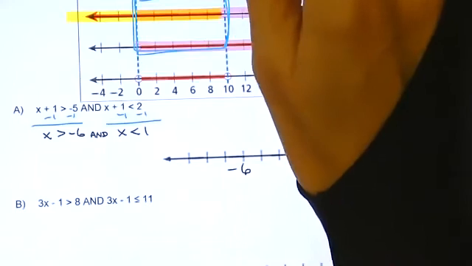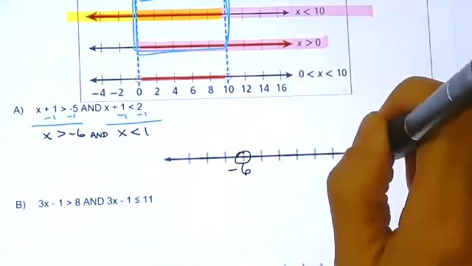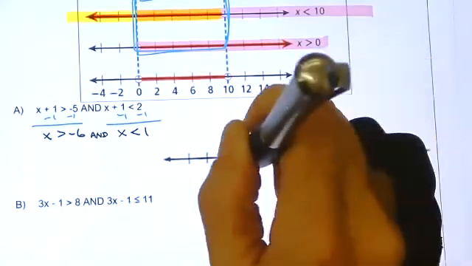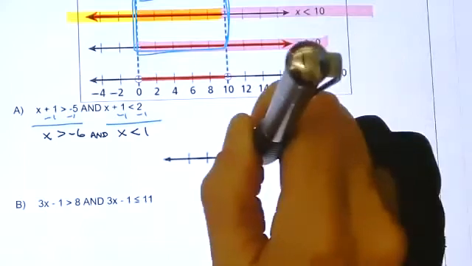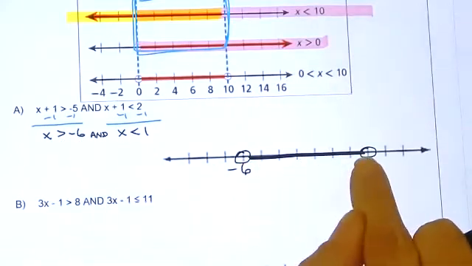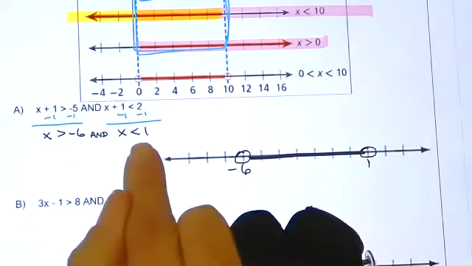So those are really the points that I want to look at. I have a boundary point at -6, I have a boundary point at 1, and I'm looking only at the points in between. Okay, no equals, no equals, so I do not fill in the circles. You fill in the circles whenever there's an equal to in one or both of your inequalities. Okay, so that is the answer.